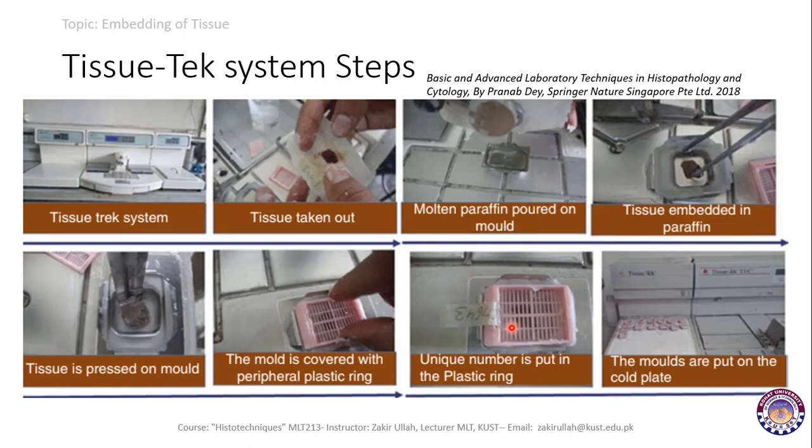Then a unique number is put on the plastic ring and then the molds are put on the cold plate so that it gets solidified, and after the paraffin wax solidifies, the mold is removed and the extra wax is trimmed with the help of a blade of the microtome. So this is the whole process of the tissue tech system.